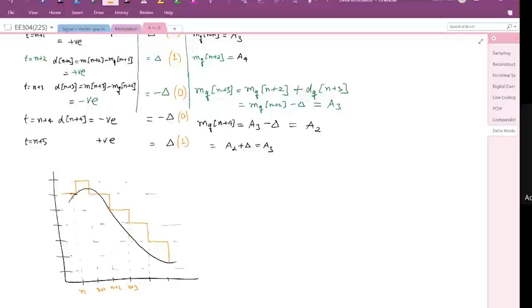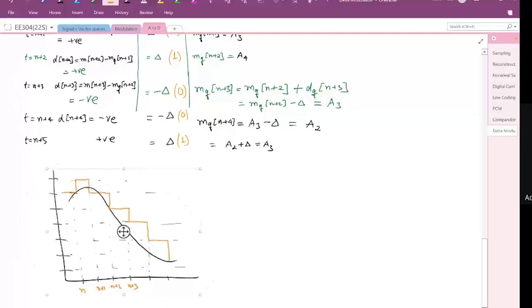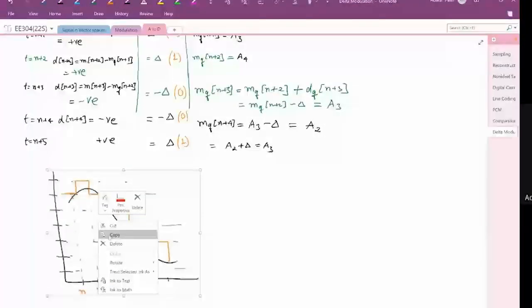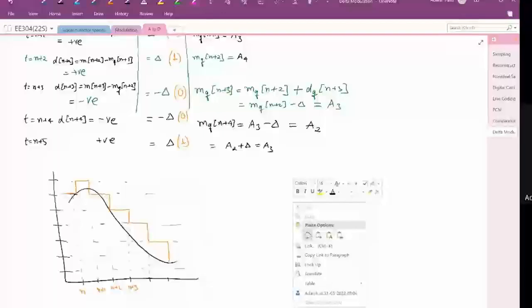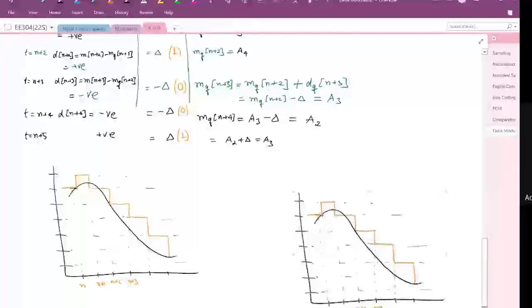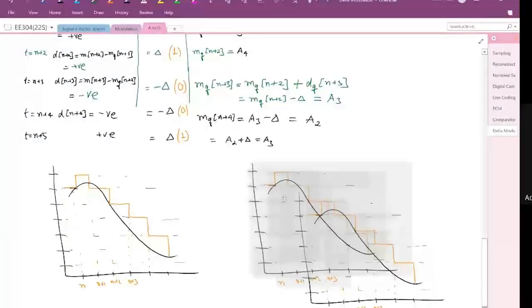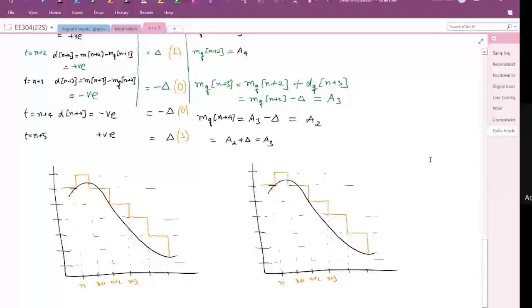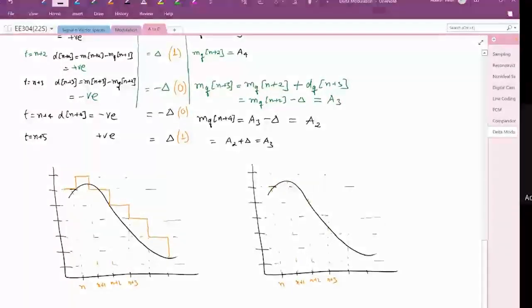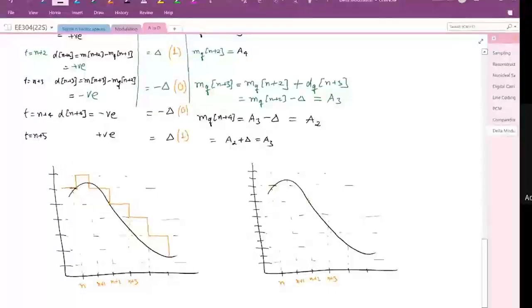Or if the step size is even smaller, let us consider the same example with the step size reduced to half at the same sampling intervals. Let us say the step size is half of this.